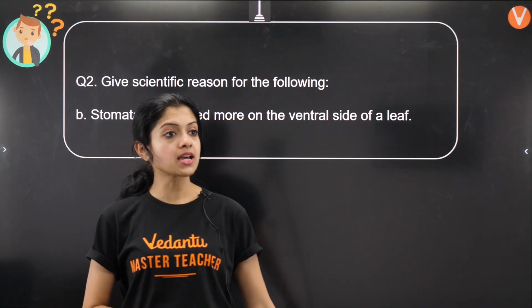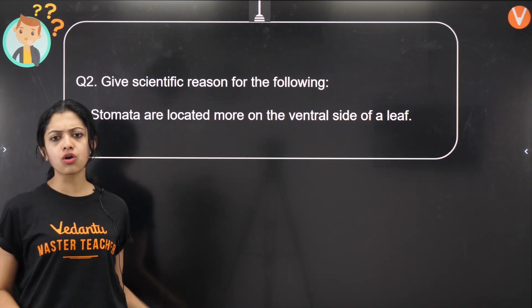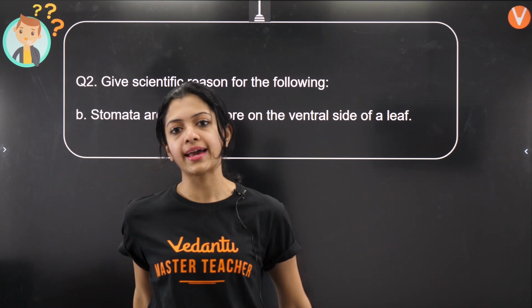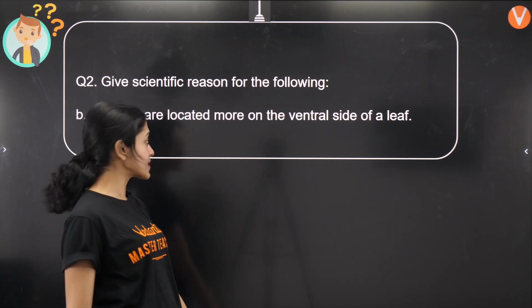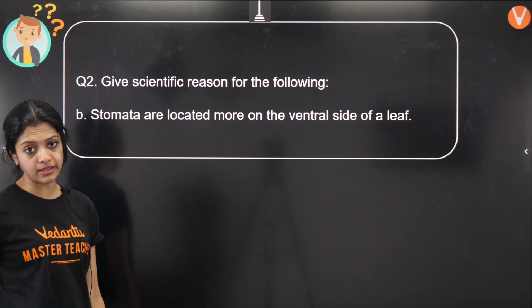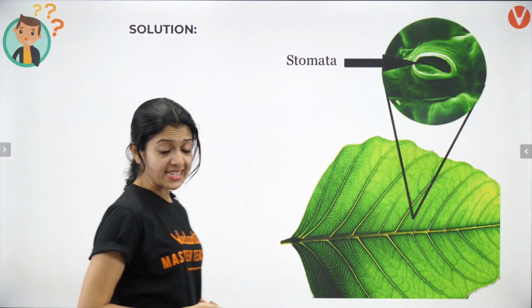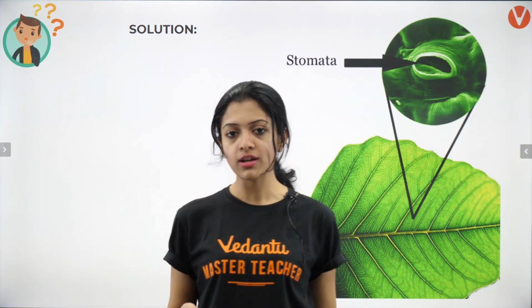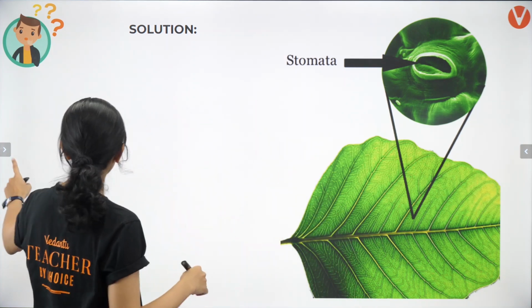Stomata are located more on the ventral side of a leaf. Why do you think so? Now, I think this could possibly come as a true or false question also. And if false, you have to write why it is false. Anyway, because it's give a scientific reason for, it's a correct statement, obviously. They are located more on the ventral side of a leaf and not on the dorsal side, right? So we have to know, probably from the given statement itself, you can guess ventral side actually refers to the lower side of a leaf and dorsal side refers to the upper part of a leaf. Okay, so basically there are more stomata on the ventral side of a leaf in order to reduce transpiration.